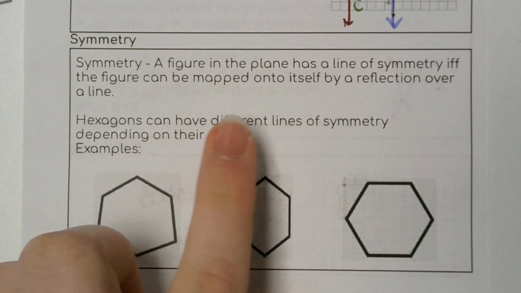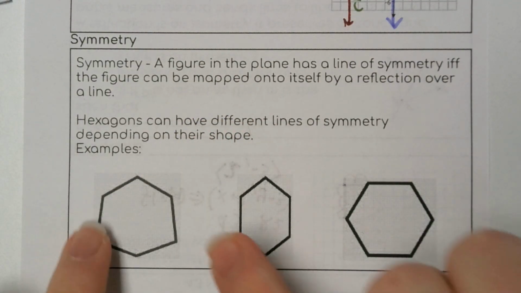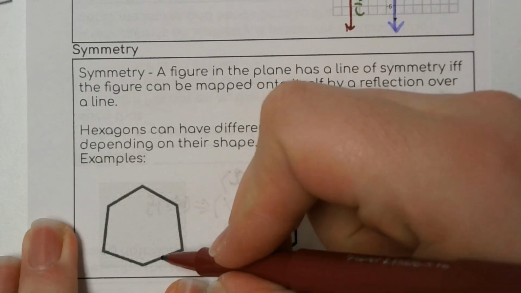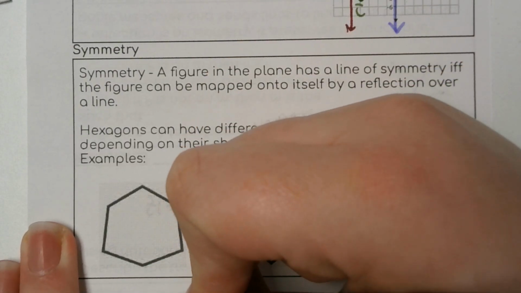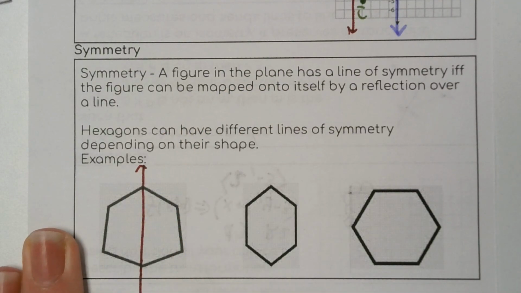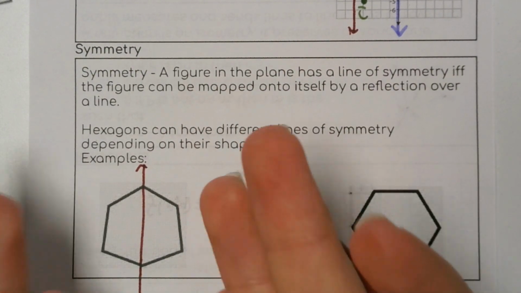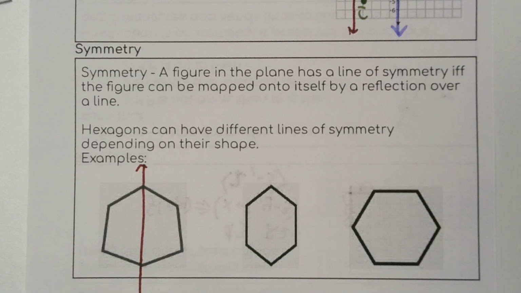So hexagons can have different lines of symmetry depending on their shape. So this one, kind of an odd hexagon, right? This is one line of symmetry right here. Because if we folded it directly in half there, both sides would match up perfectly, correct? Is there any other line of symmetry on this one that would line up perfectly if we folded it on? Not on this one. Okay.